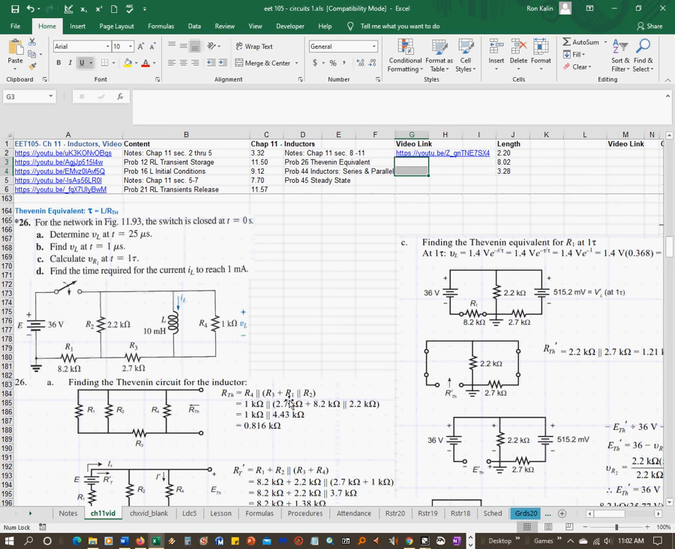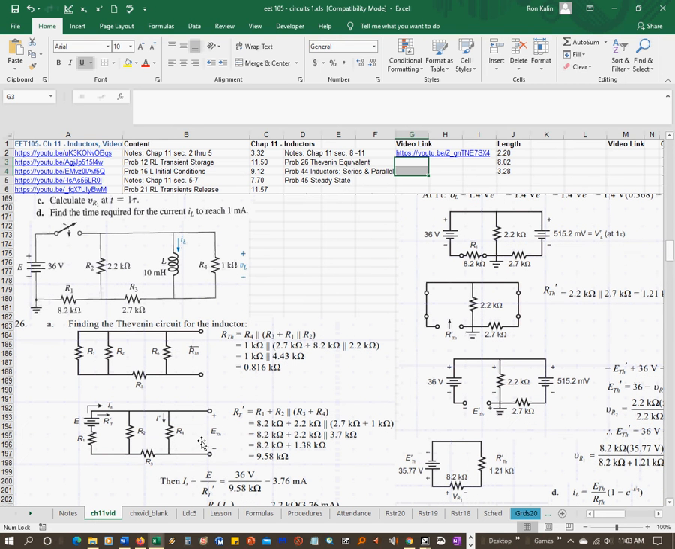You need to do order of operations, work inside the parentheses first, and the higher order of operation is the parallel operation. So you do that math and you fill out the values, 8.2 in parallel with the 2.2, and then after you're done calculating that, you add it to the 2.7K, it equals 4.43K, and then this in parallel with the 1K is 1 times this all over 1 plus this, ends up equaling 1.816K.